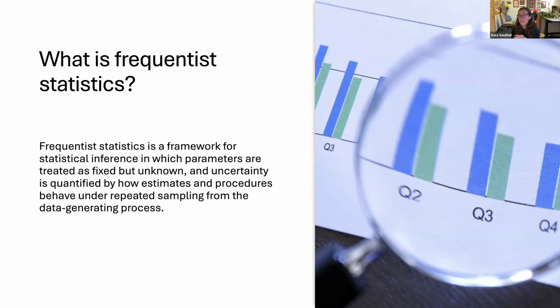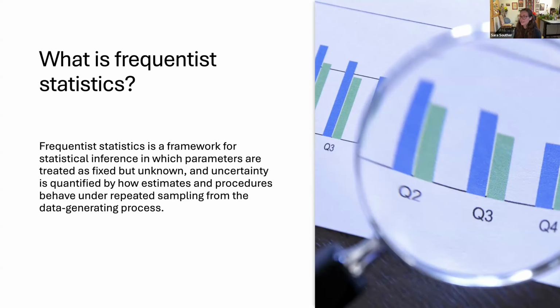It's a framework for statistical inference where parameters are treated as fixed but unknown, and uncertainty is quantified by how our estimates and procedures would behave under repeated sampling. That sounds dense, but let's break that down a little bit. The idea is that there is some true value out there, a true mean, a true effect size, and it's fixed. It's not random. It's there, it exists.